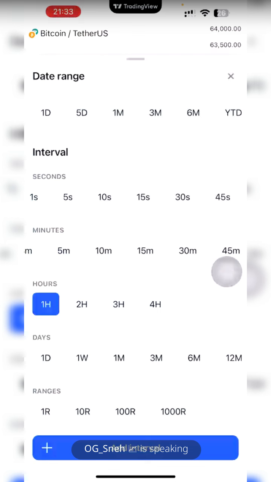We are concerned about the fact that time frames are divided into two. We have higher time frame and lower time frame. What do I say? We have what and what? Higher time frame and lower time frame. Exactly.